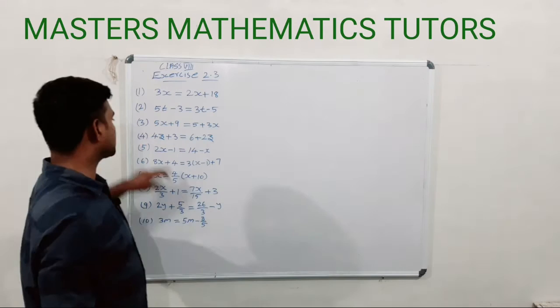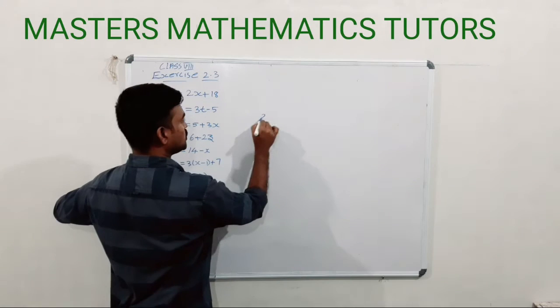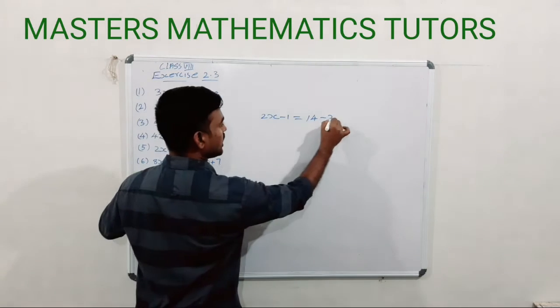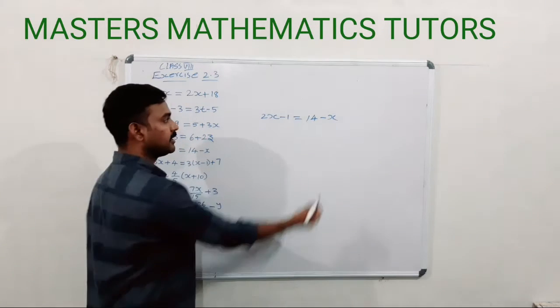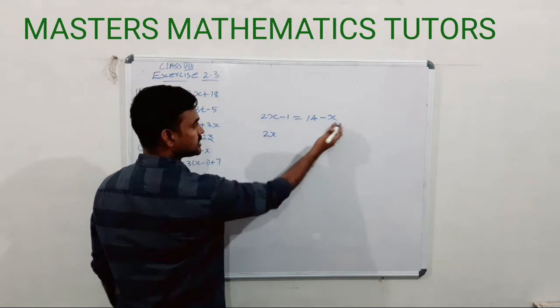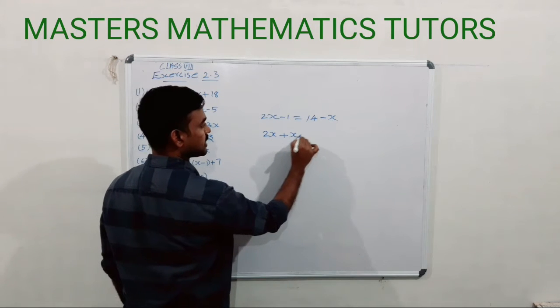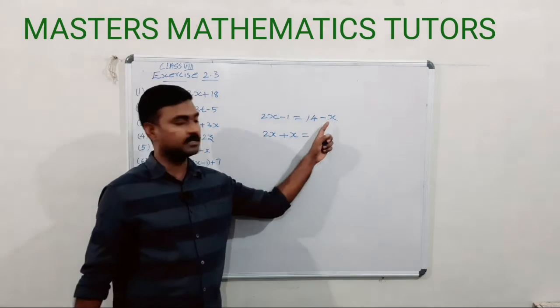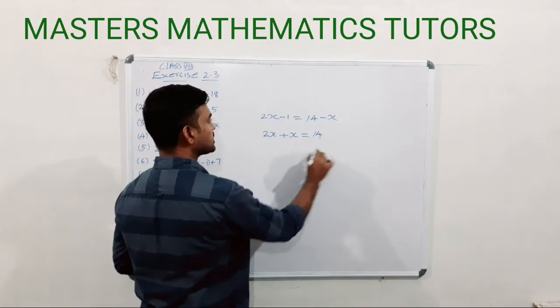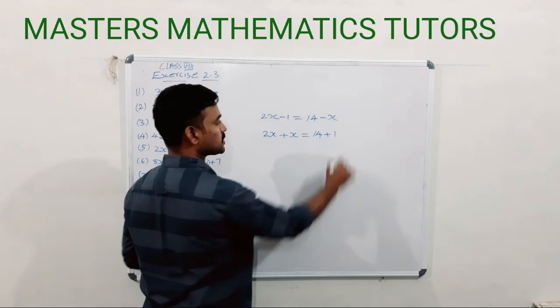So we are going to next question, fifth question. 2x minus 1 is equal to 14 minus x. Here the x including term is there here also. So we can write this minus x brings to left side, it will be plus x. What is the symbol on the right? That will change. Inverse symbol will come. So here already 14 is there. Minus 1 goes to there, it will be plus 1.